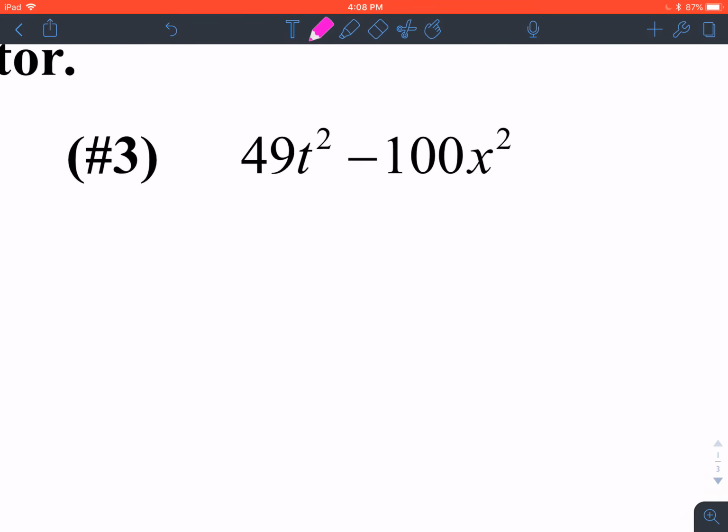Is 49t squared a perfect square? No, I goofed again. I keep forgetting. We always want to look for a GCF first. Is there a number that goes into 49 and 100? There is not. And is there a variable that they both share? Well, there's not. This is a t squared. This is an x squared. They do not have a thing we can factor out. No GCF. But we do have two perfect squares, and we also have a minus sign, so we can split this into our differences. This is called difference of squares. The reason why it's called difference of squares is because we have two squares with a minus sign between them.